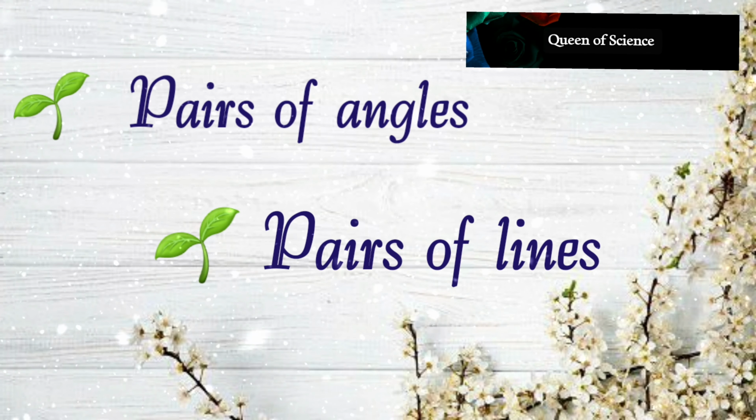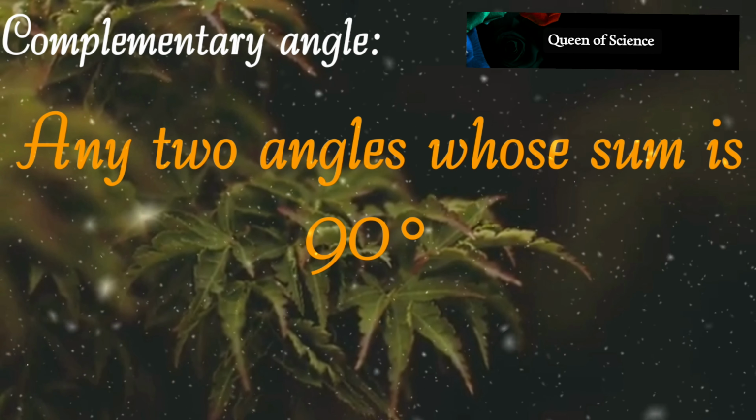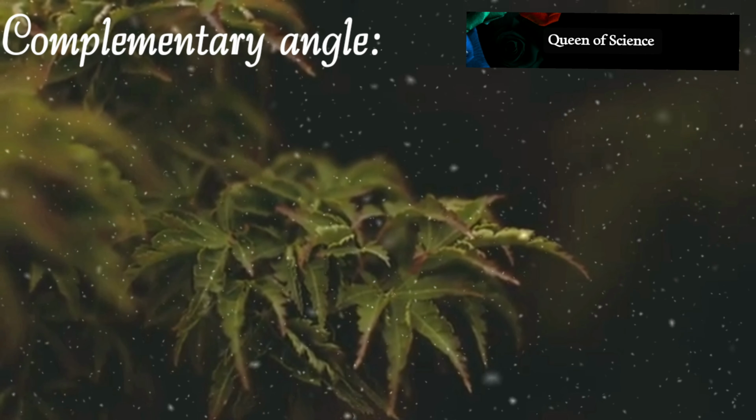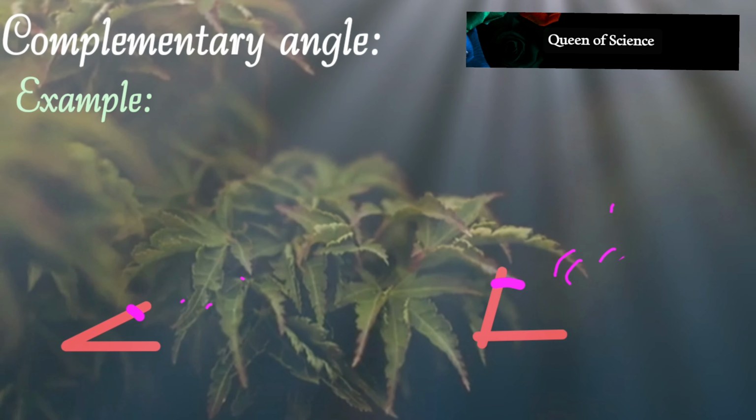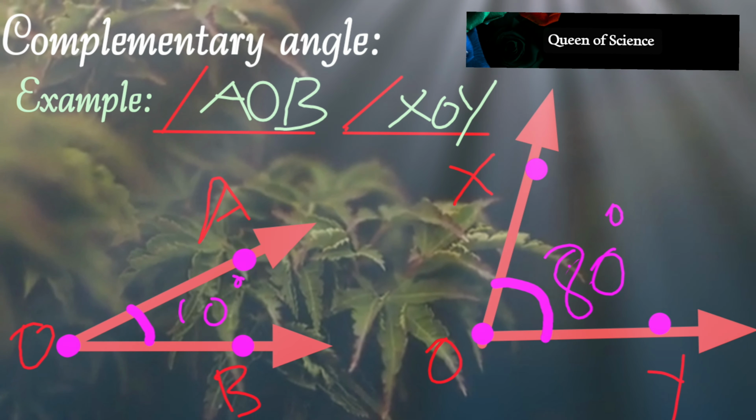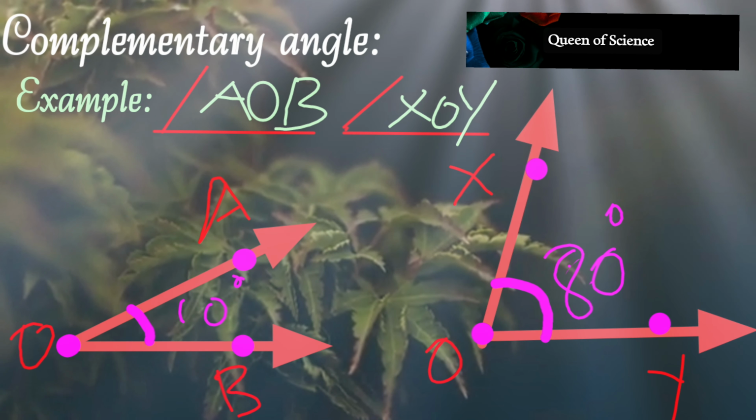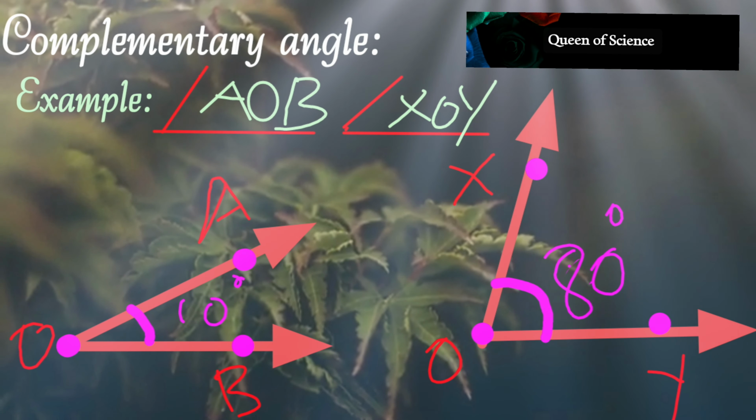Next one is a complementary angle. Any two angles whose sum is 90 degrees are called complementary angles. So there are two angles in this. When you see this, you can easily understand. One angle is 10 degrees and another angle is 80 degrees. So 80 plus 10 gives 90 degrees. So these are complementary angles. Angle AOB and angle XOY are the complementary angles.